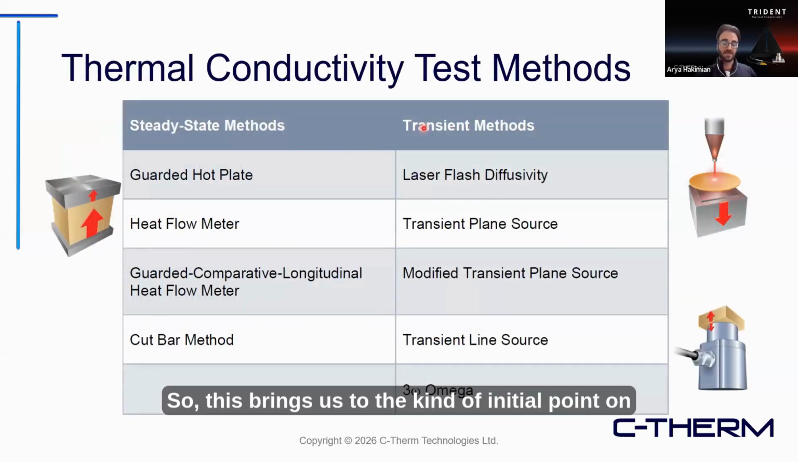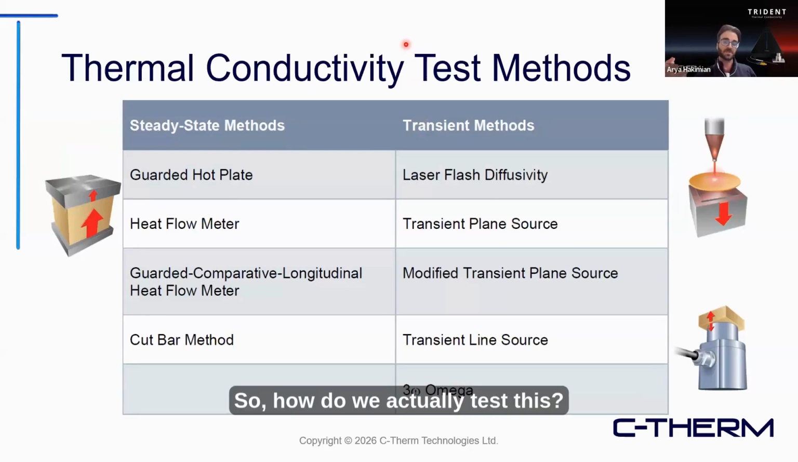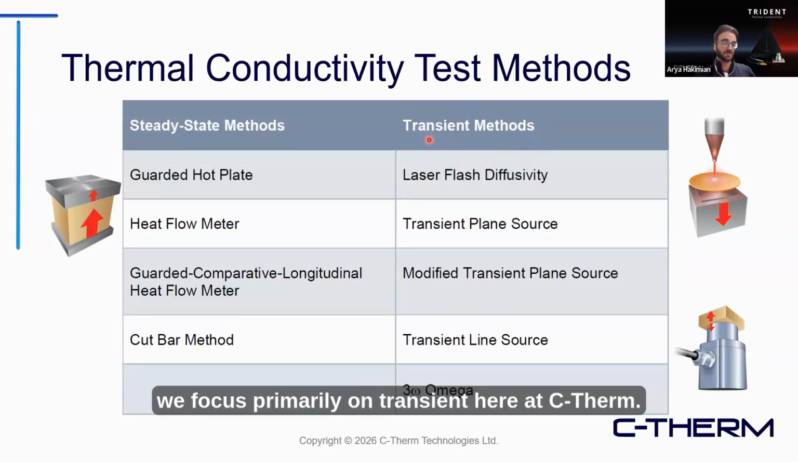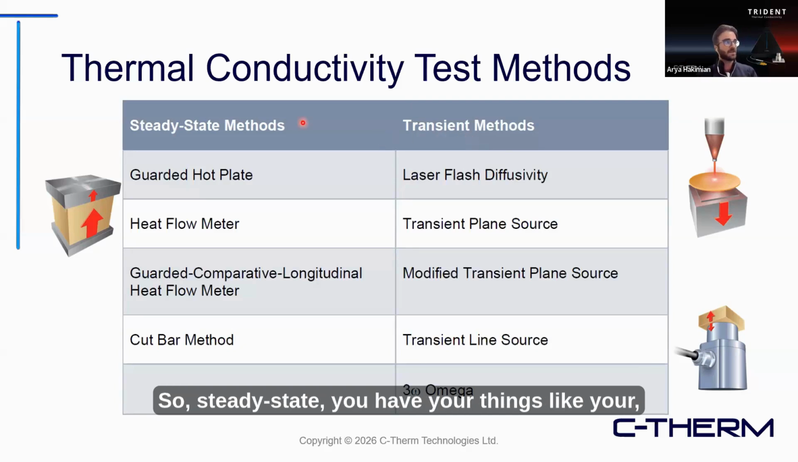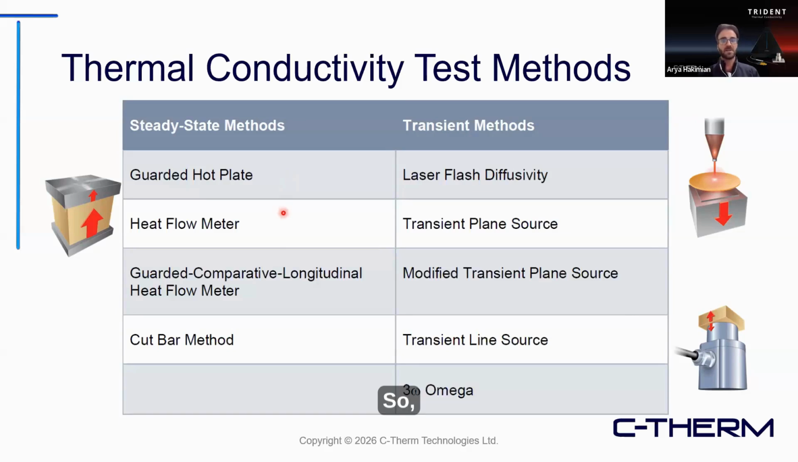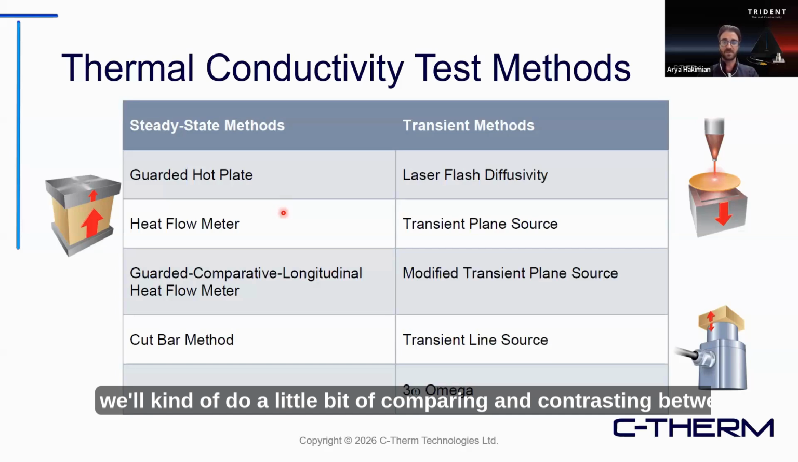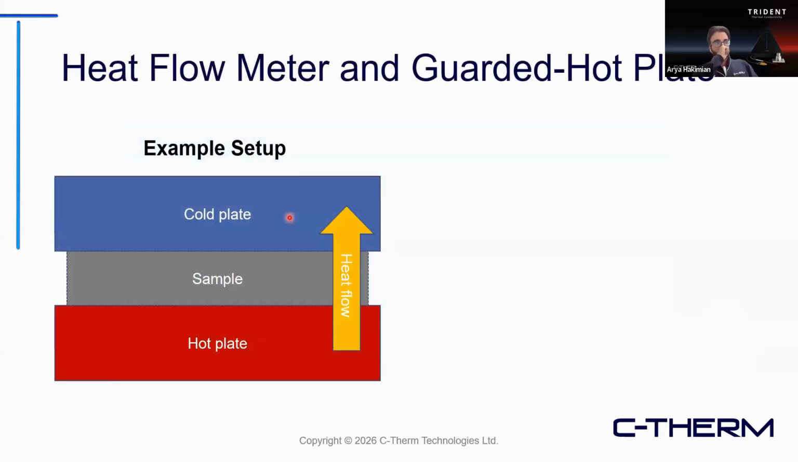So this brings us to an initial point on the method. How do we actually test this? As I said, we focus primarily on transient here at C-Therm, but the other large category of measurement techniques is steady state. So with steady state, you have things like guarded hot plates, heat flow meters, things of that sort. We'll do a little bit of comparing and contrasting between some of these approaches.